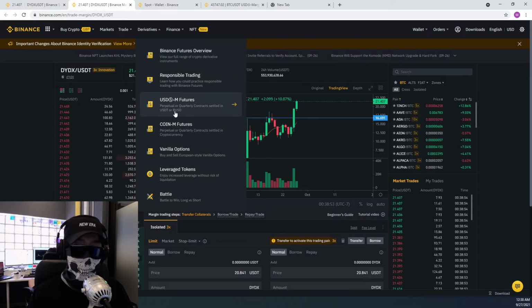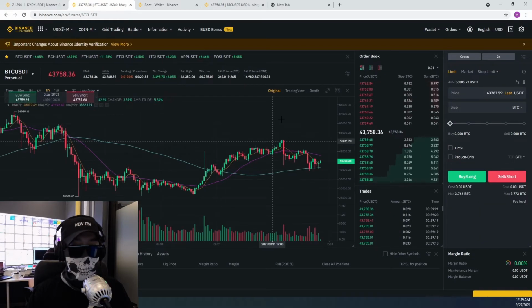But the difference between USDM futures and CoinM futures is that in the USDM futures, you're going to be using USDT as collateral. And then in the CoinM futures, you're going to be using the underlying asset as collateral. So in CoinM, if you're going to be leverage longing Bitcoin, you'll be using Bitcoin as the collateral, right? So for me, I only have USDT. So I always use the USDM futures.